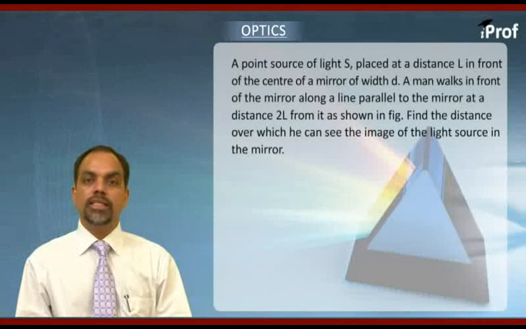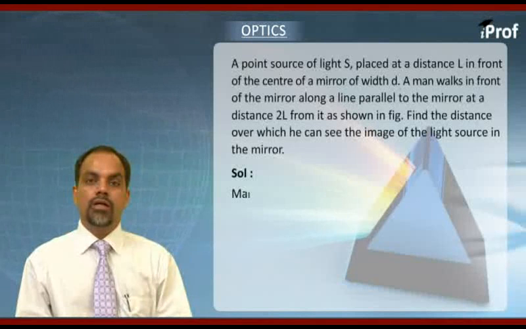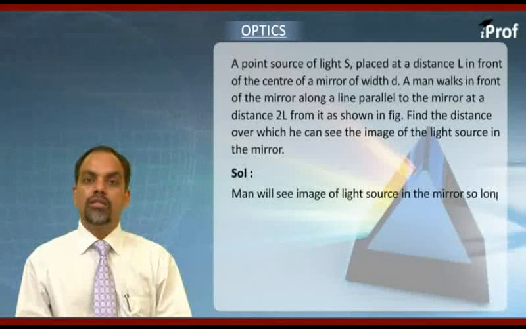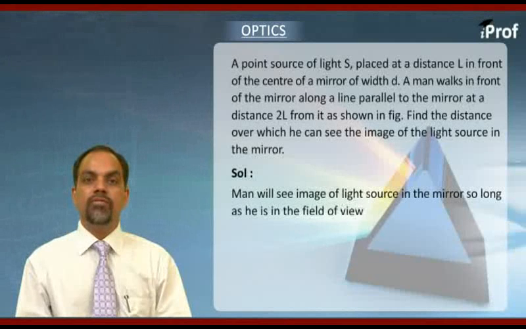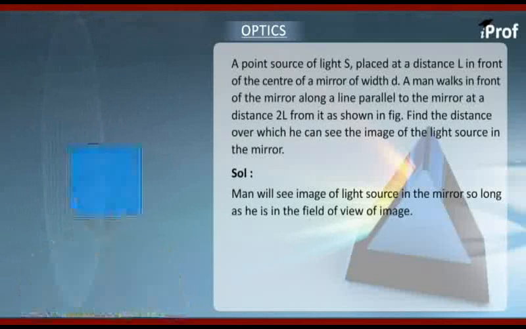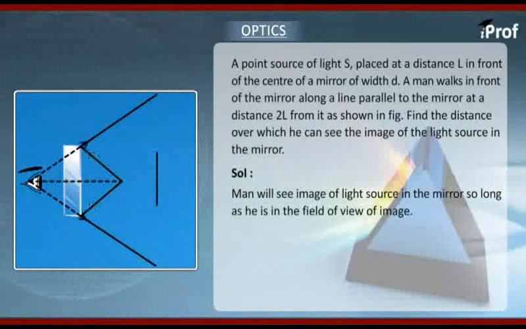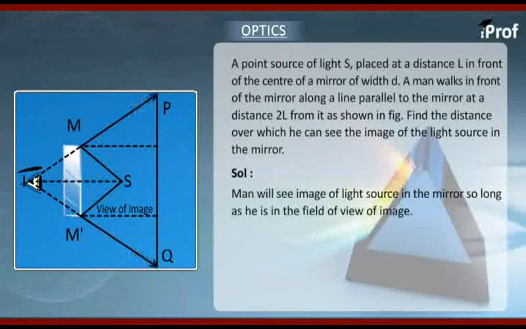Now first thing, this problem is based on the concept of field of view. The man will see the image of the source in the mirror so long as he is in the field of view of the image. To find the field of view of the image, we have to consider extreme reflected rays. Let's construct the ray diagram and consider extreme reflected rays which correspond to the extreme incident rays.